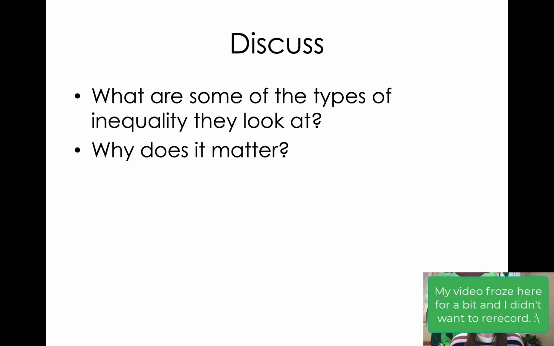Okay. So what are some types of inequality that they look at? They being the United Nations, the people who put together the HDI. And why does it matter? Why do we care if the life expectancy is higher in one country versus another? Why do we care if the years of schooling are different for certain people versus others? Why do we care if we make more or less money or somebody else does? Take a moment to talk about those things, especially for those that don't happen to us. Why does it matter?